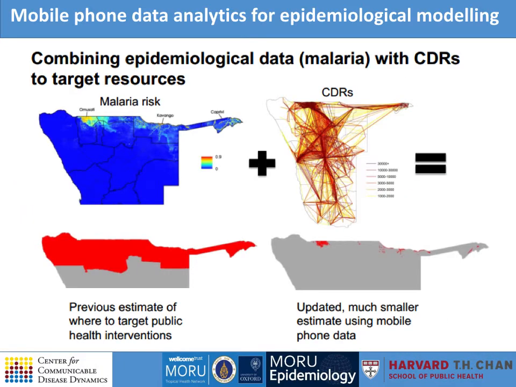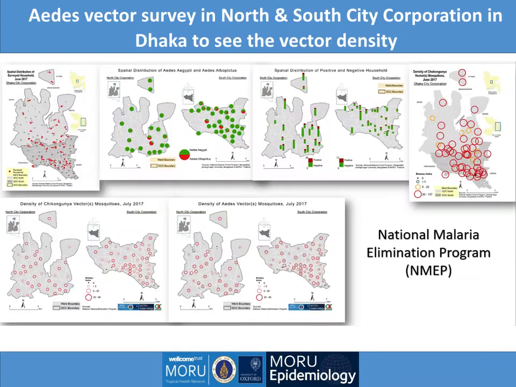So you can see the malaria risk data over here, and you can see the CDR data. This is the travel map between the towers. So you can see that using the malaria risk, they estimated the area, and after combining the malaria risk data with the CDR data, they estimate a much smaller area. So the policymaker can take fruitful intervention for the right places.